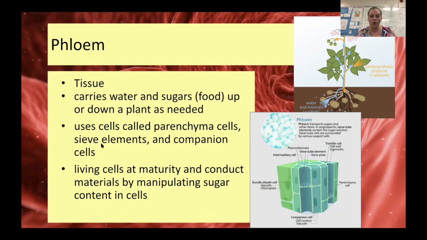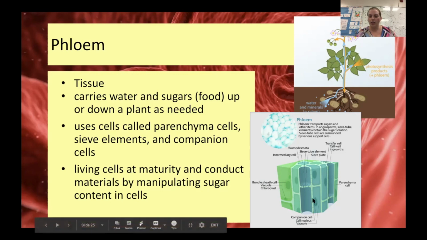So the sieve elements have no nucleus. They can't really control what's going on in the cell or in their environment, but the companion cells do, and they're always partnered together. So these companion cells will fill these sieve elements up with sugar, and salt and sugar suck, so it's going to fill that sieve element up with water.